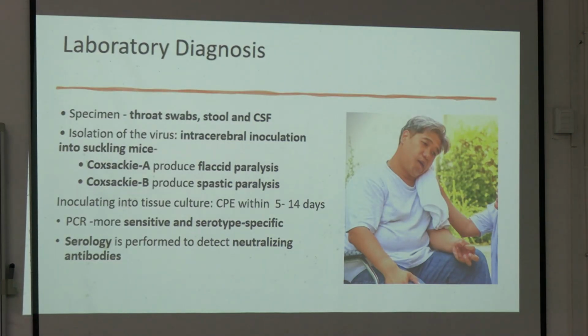So for laboratory diagnosis, the specimens are throat swab, stool and CSF. It's quite natural: if herp angina has occurred, what will you take? Throat swab. If it is meningitis, what sample will you take? CSF. Okay, so these are the things. Now Coxsackie A virus will produce a flaccid paralysis, B will produce a spastic paralysis. PCR is done and antibody testing is also done with neutralizing antibody titers.